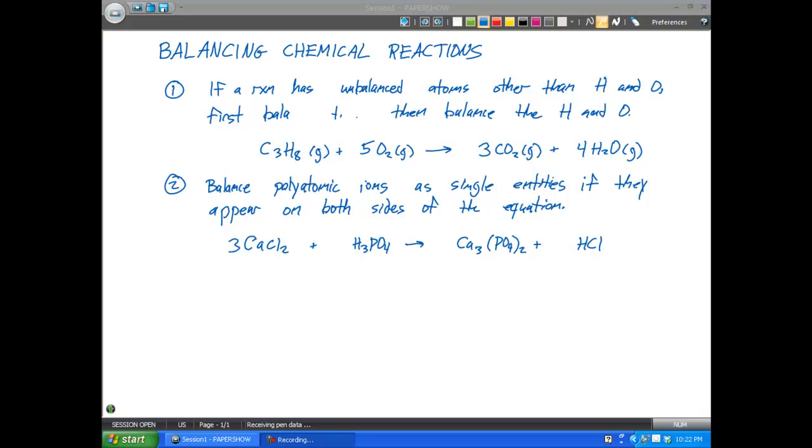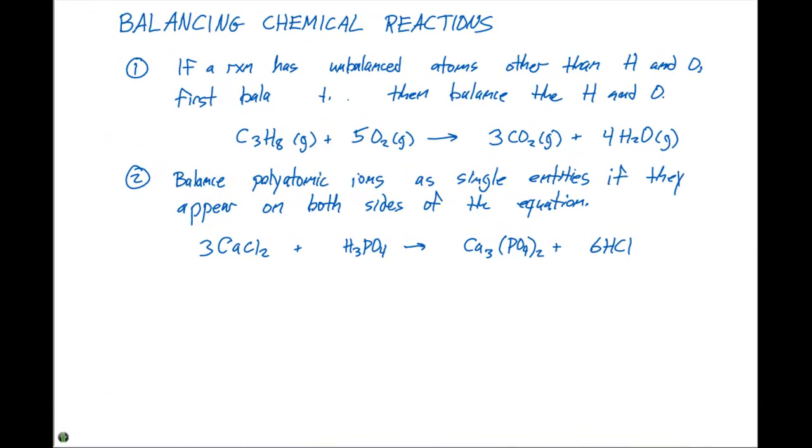That will give us 6 chlorines on the left. We only have 1 on the right, so we're going to put a 6 in front of that HCl. This gives us 6 hydrogens on the right, 3 hydrogens on the left. We can put a 2 in front of that H3PO4, which then will allow us to balance that chemical equation. And note that we don't consider the phosphorus and the oxygen separately in the phosphate group, because that is a polyatomic ion that's going to be very stable, and it's going to stay together and not break apart.